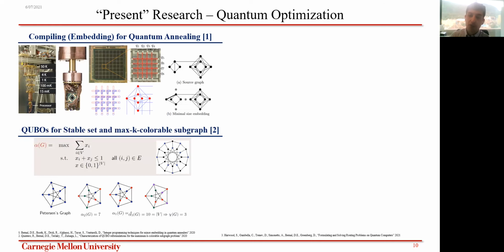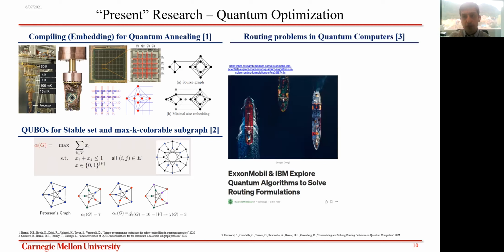Now, in collaboration with some friends at Lehigh University, we started asking ourselves, how would you write down certain optimization problems for them to fit better in the existing quantum computers and take the most advantage of the existing quantum algorithms? That's precisely what we did for the stable set problem and the max k-colorable subgraph problem. More recently, together with some colleagues at IBM and ExxonMobil, we started looking into how to model routing problems, reformulate them as QUBOs, and then try to address them efficiently on these quantum computers.